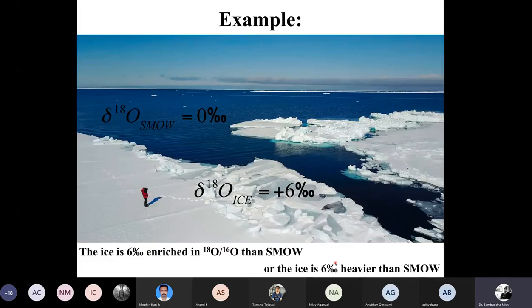A good example is when we form sea ice. When we freeze seawater at -2 degrees Celsius, the ice that is formed has a delta 18O value higher than the mean seawater from which it's forming. It's usually around 6 per mil heavier. The ice is 6 per mil heavier than the seawater from which it has formed.